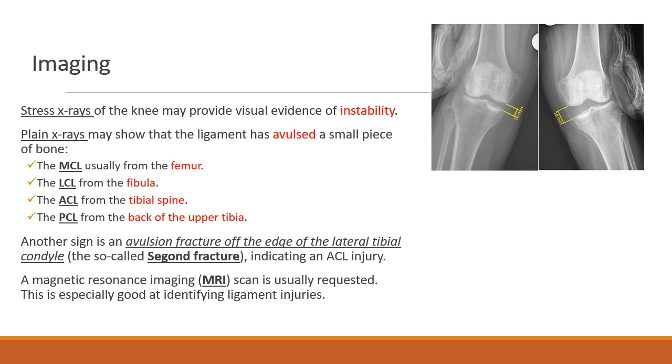Imaging of ligament injuries of the knee involves conventional x-rays. With conventional x-rays, you can see if there is an avulsion at the insertion site of each of the ligaments. For the MCL, an avulsion usually happens on the femur side over the medial epicondyle. For the lateral collateral ligament, it can happen on both sides, but more commonly on the fibula. For the ACL, it usually happens at the tibial spine, the tibial eminence, in young patients. And for the PCL, it usually happens at the PCL sulcus, posteriorly on the tibia.